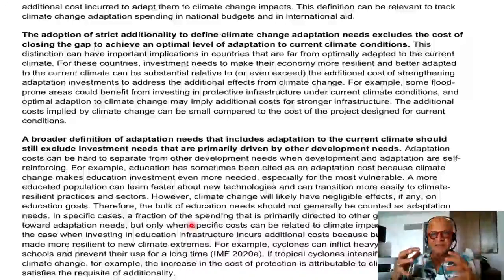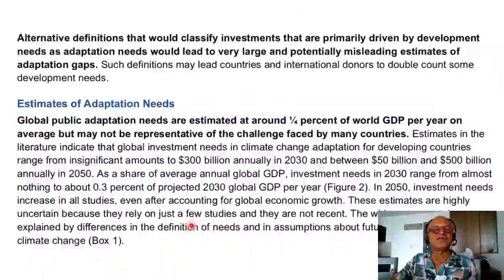So you know how when there is money to be spent and money is set aside for a certain purpose like infrastructure, then how do you add climate adaptation needs into that, and what do you call a climate adaptation need? These become quite complicated. Alternative definitions that would classify investments that are primarily driven by development needs as adaptation needs would lead to a very large and potentially misleading estimation of adaptation gaps. Such definitions may lead countries and international donors to double count some development needs.